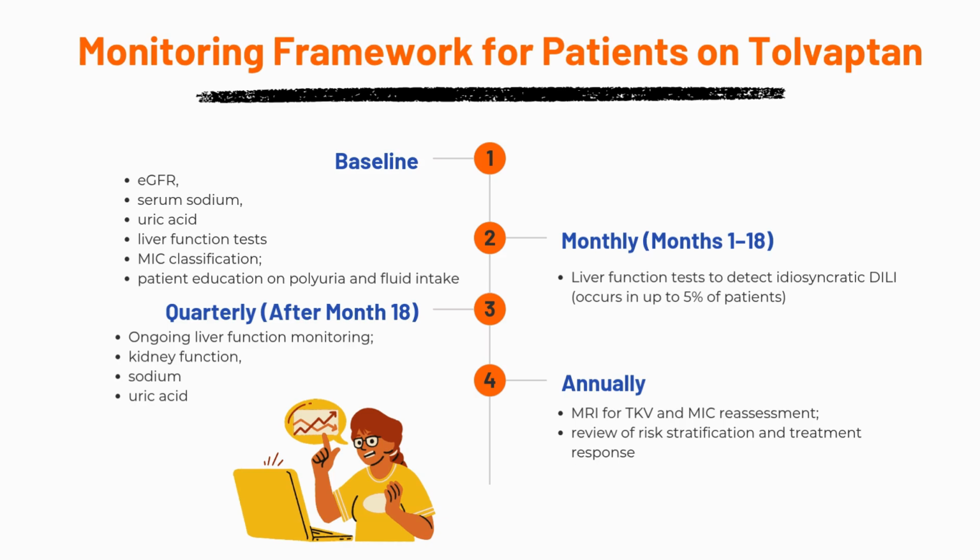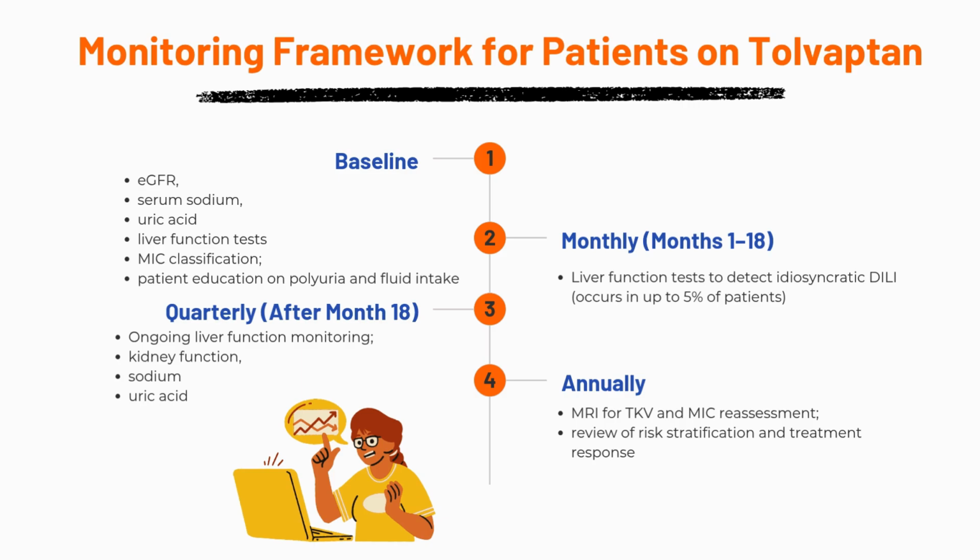Finally, let's talk about one of the most critical aspects of using tolvaptan: safely structured monitoring, because the success of therapy depends not just on starting the drug, but on how closely we follow our patients. Before initiating tolvaptan, we need a comprehensive baseline. This includes kidney function with eGFR, serum sodium, and uric acid. Liver function tests are essential given the risk of hepatotoxicity. We also classify disease severity using imaging classification. And just as important, we educate the patient about polyuria and the need for adequate fluid intake.